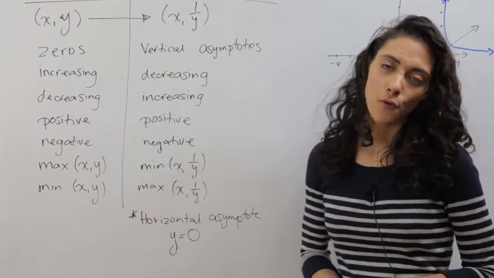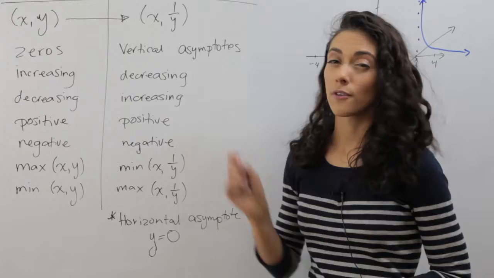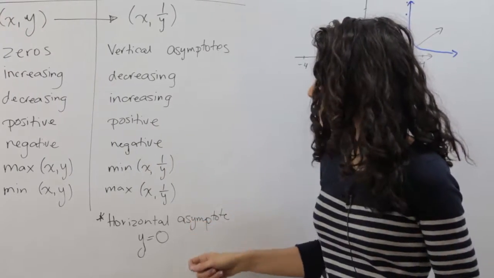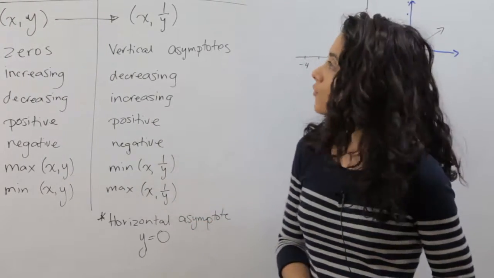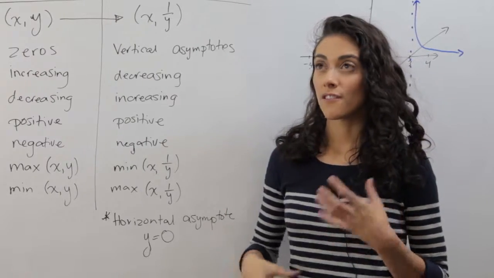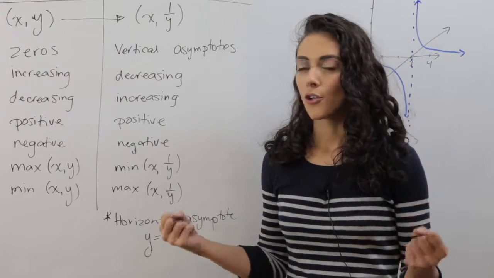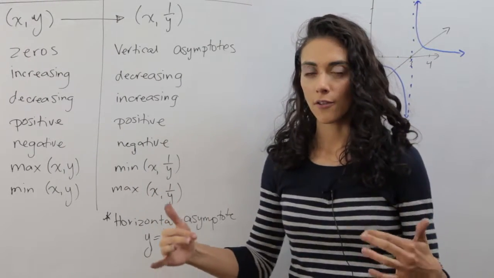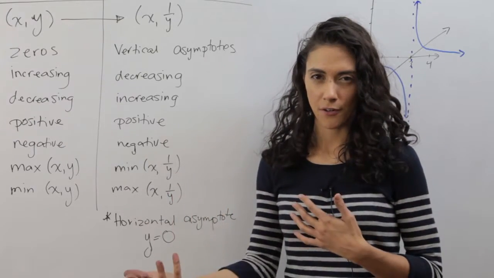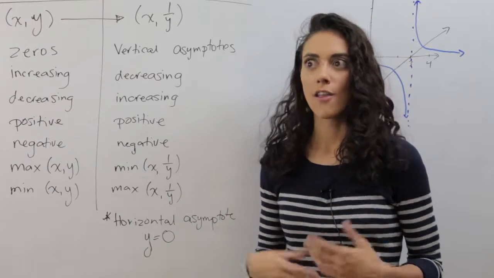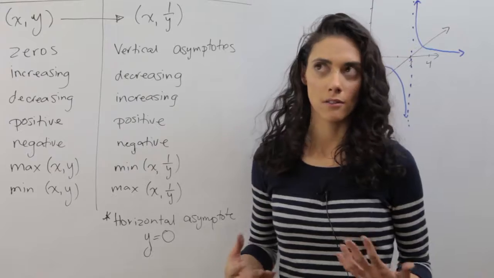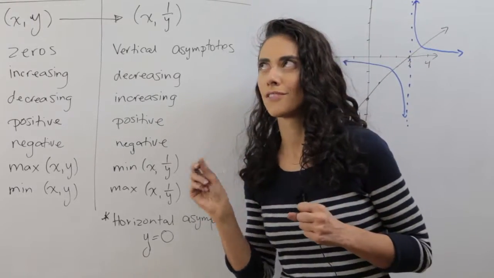One last very important property, every single reciprocal function has a horizontal asymptote y equals 0. That sort of makes sense. As x approaches very large values, your graph will be approaching very small values. We've already mentioned the reciprocal of very large numbers gets very small. The reciprocal of a number like 1,000 is 0.001.